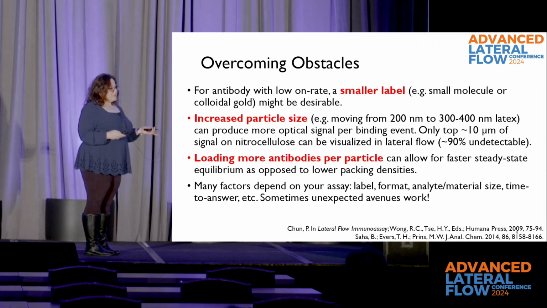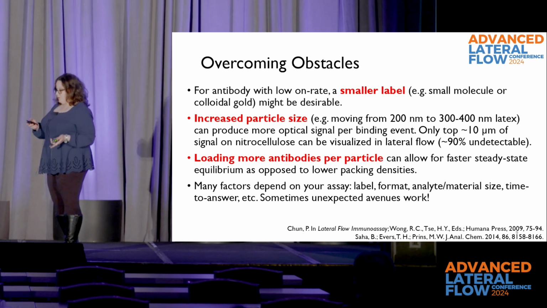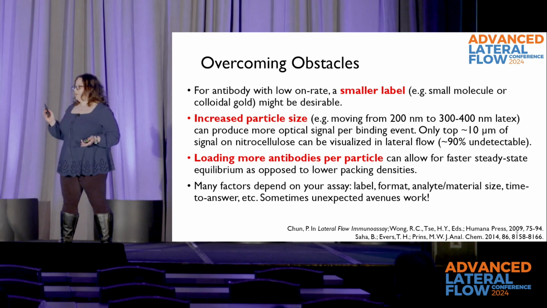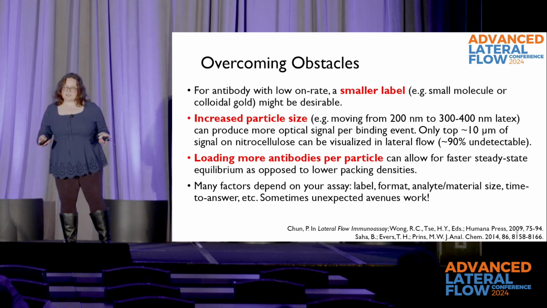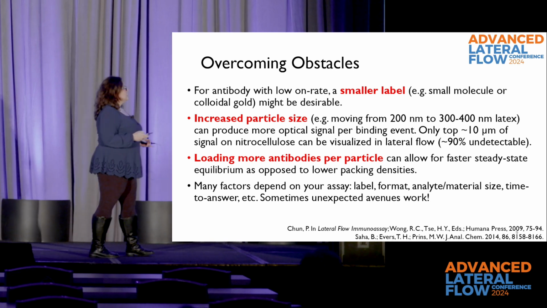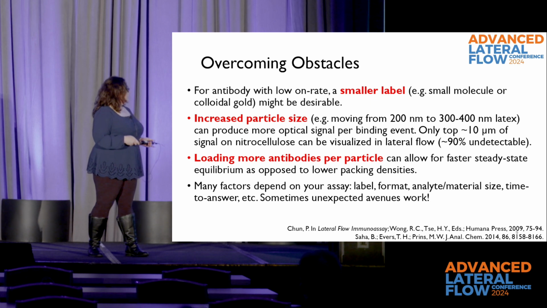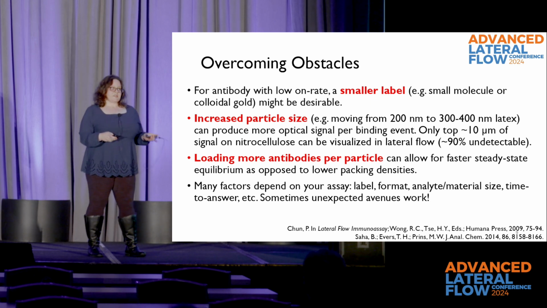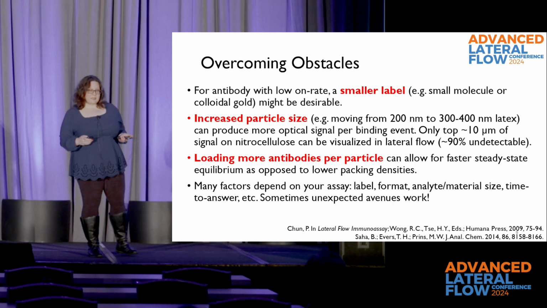There might be some obstacles that you need to overcome. If you have that antibody with a low on rate, you could go to a smaller particle. What you can also do is just label that little antibody with a small molecule, maybe a fluorescent dye, instead of a really big particle. We've had that work before with antibodies that have had low on rates. Increased particle size works as well. Definitely had good luck moving from, say, a 200 nanometer latex to a 300 or a 400 nanometer latex.